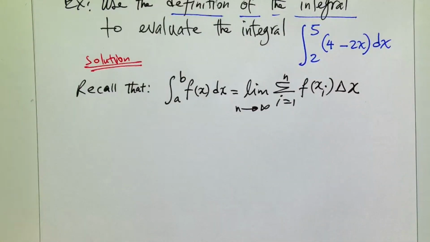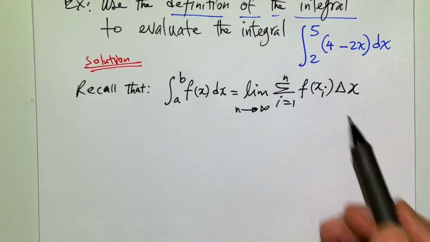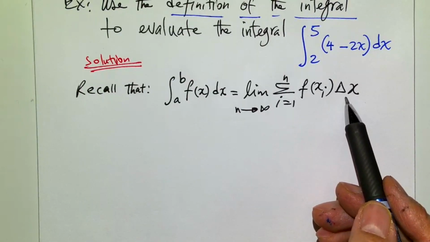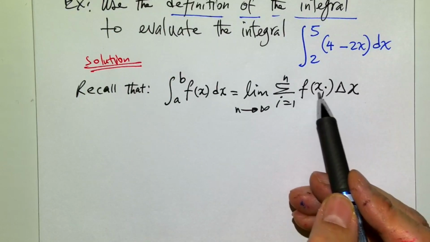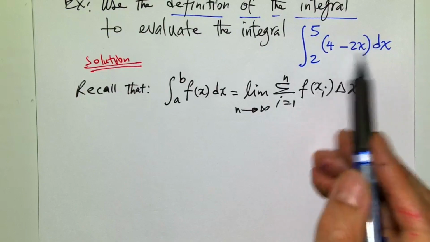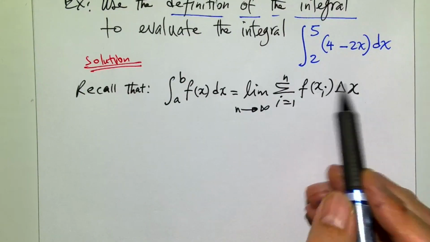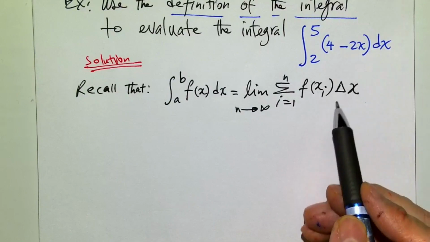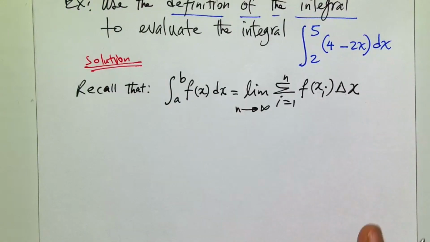Right? That's the definition of the integral. We'll put that away. So what do we need? To apply this definition of the definite integral, we need the delta x, and of course we need the xi as well, right? To evaluate this function at xi, we need to know what xi is, and we need to know what delta x is for this problem. Okay, so let's calculate these.